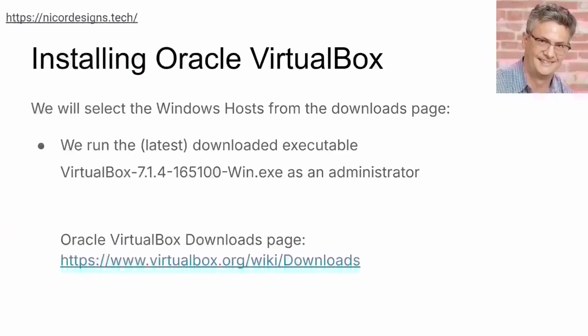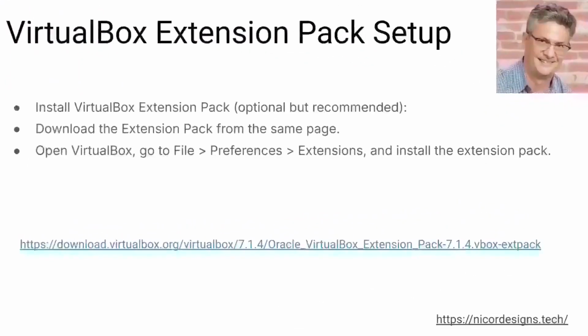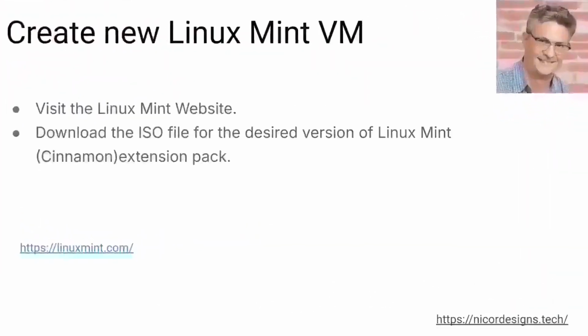We will go to the Downloads page and download the latest and run the installation executable. Then we will install the extension pack from the same Downloads page. And then we'll create a new Linux Mint virtual machine by downloading the ISO file from the Linux Mint website and installing it on the VirtualBox.